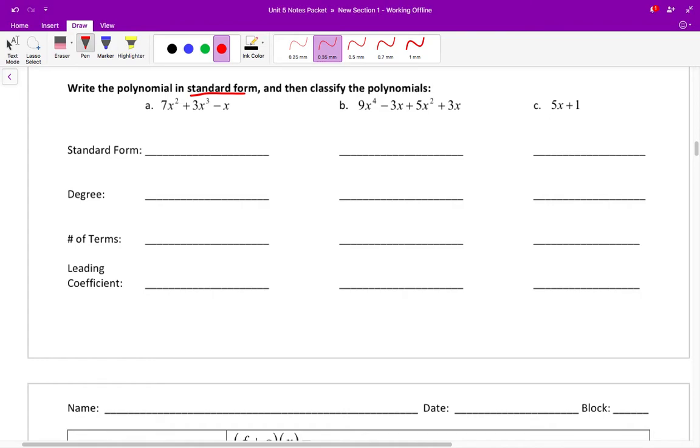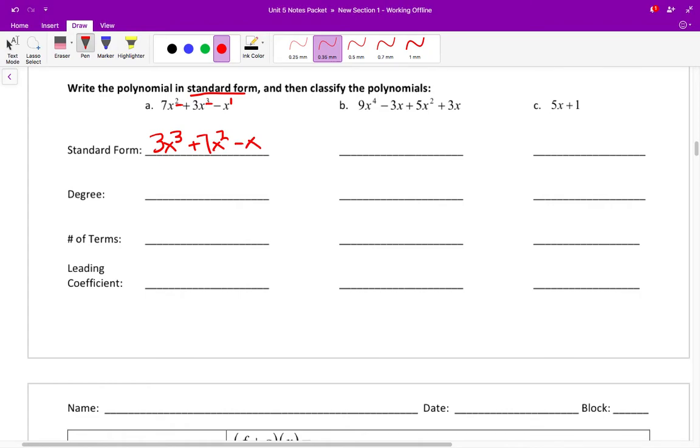So in standard form, make sure the highest degree goes first. The highest degree you can see is a 3. So you would start with that term first. Make sure the sign stays the same, 3x cubed. Next highest degree I see is a 2. So the plus 7x squared would go next. And then x would have a degree of 1 if you wanted to write it in there. So the minus x would go last.